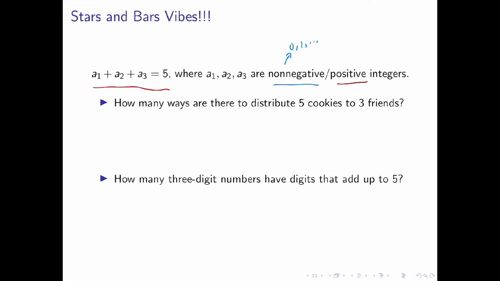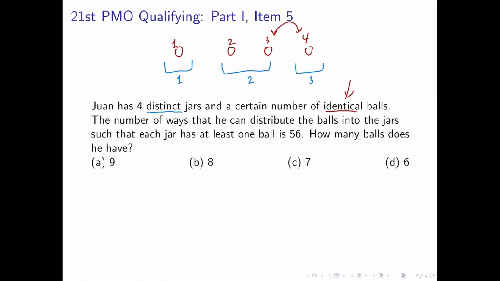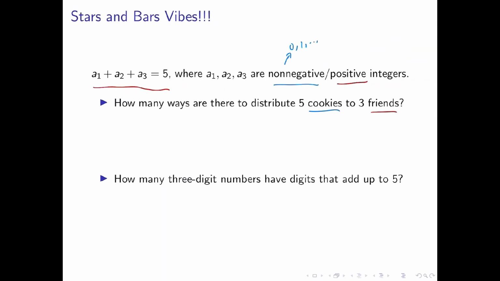Possible questions may include: how many ways are there to distribute 5 cookies to 3 friends? So that's 5 cookies. The cookies are identical, so you can't really differentiate them. It doesn't matter if you give cookie 1 or cookie 2 to the first person and so on. And the 3 friends should be distinct because you can differentiate the friends. That's the same as the previous part: distinct jars and identical balls. Here we have identical cookies and distinct people. So we could have 5 cookies and distribute them to 3 friends. Maybe this would belong to the first one, this to the second one, this to the first one, the third one, like this.